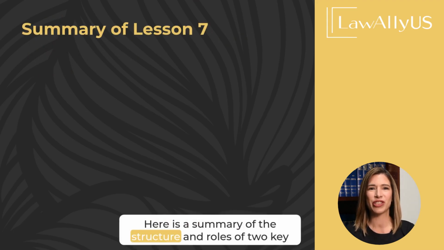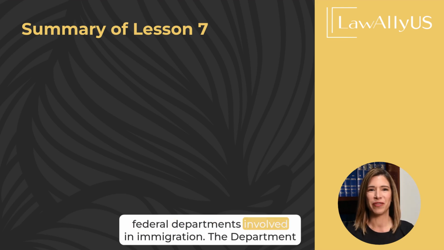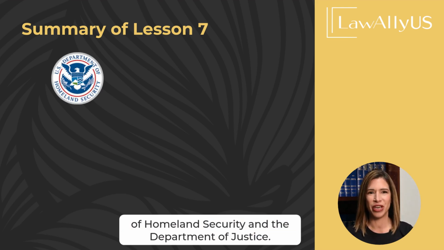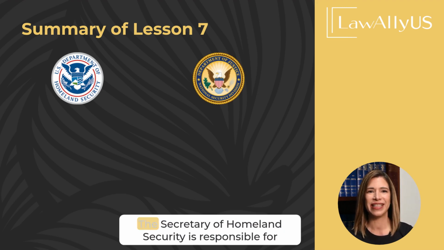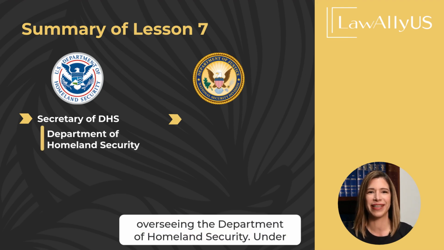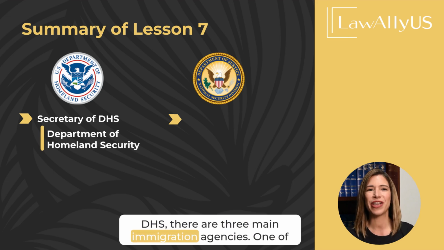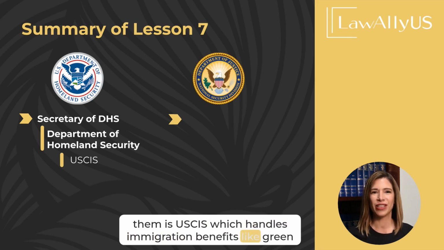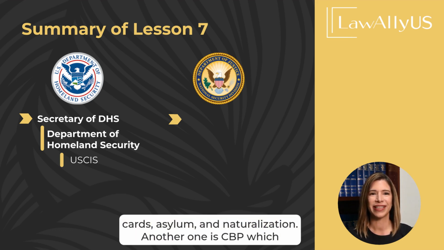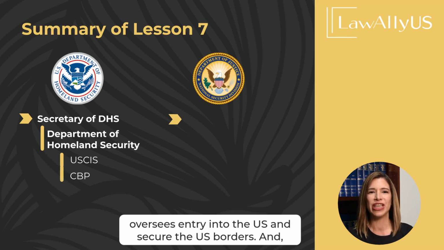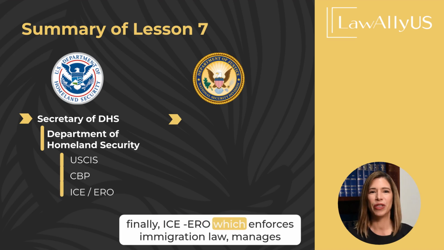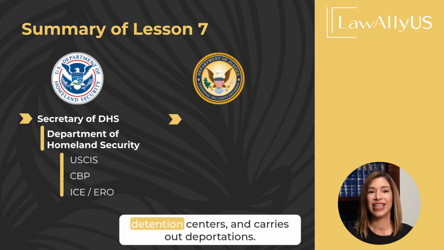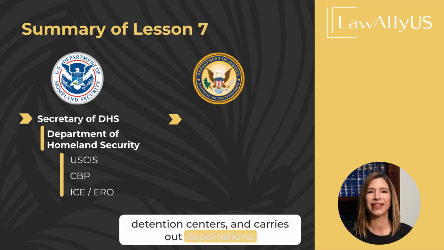Here is a summary of the structure and roles of two key federal departments involved in immigration: the Department of Homeland Security and the Department of Justice. The Secretary of Homeland Security is responsible for overseeing the Department of Homeland Security. Under DHS, there are three main immigration agencies. One of them is USCIS, which handles immigration benefits like green cards, asylum, and naturalization. Another one is CBP, which oversees entry into the U.S. and secures the U.S. borders. And finally, ICE ERO, which enforces immigration law, manages detention centers, and carries out deportations.